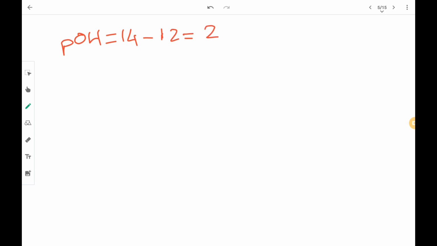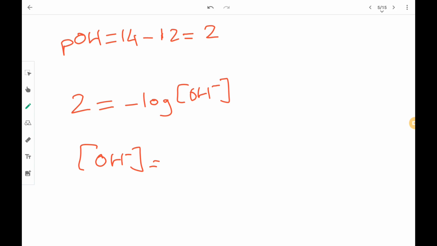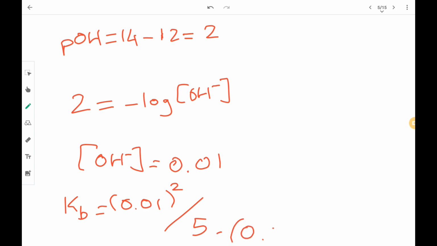So the concentration of OH minus, you can get it from pOH equals minus log concentration of OH minus. You'll get the concentration of OH minus to be 0.01. Since we already know the expression, Kb is 0.01 squared over 5 minus 0.01, and you will get Kb to be 2 times 10 to the minus 5.